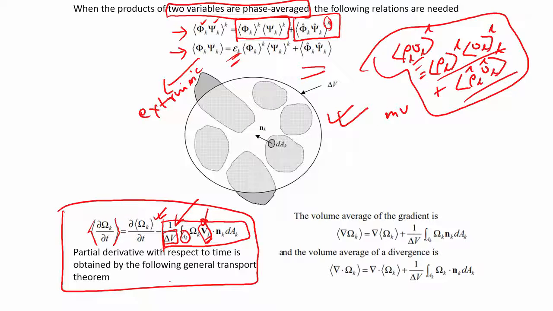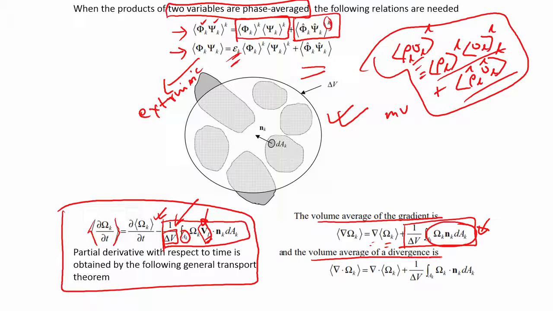Similarly, that is rule number 1. Similarly, the volume average of a gradient: you have a gradient of a particular property, it can be anything. It is basically the grad of the averaged property, plus once again you have this particular kind of term coming into the picture. So, this is once again another additional term that you incur.